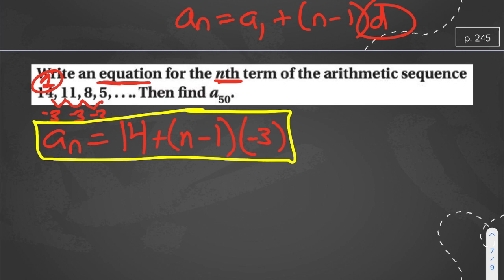Now, when we do the second part, it says, then find a sub 50. So what that's saying is we want to find the 50th term. So we want to find out when whatever a sub 50 equals. Well, we follow our equation, plus, remember, n is the term that we're looking for, and it's the 50th term, minus 1 times a negative 3.